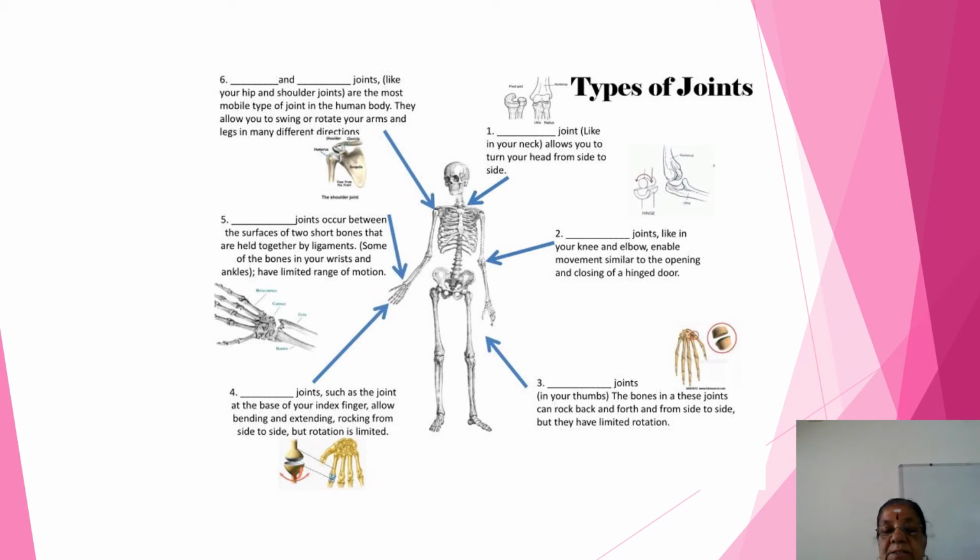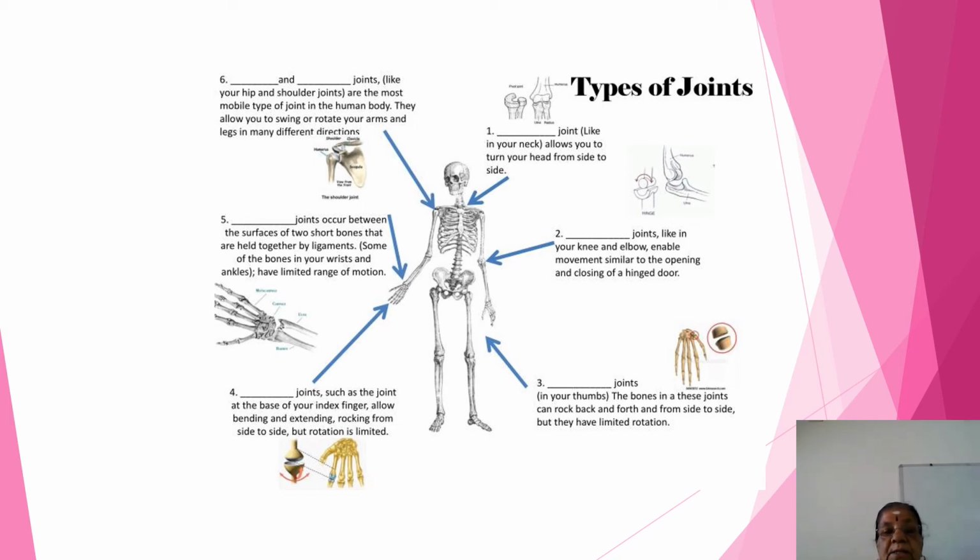The third one, dash joints in your thumb. Bones of these joints can rock back and forth from side to side, but they have limited rotation. Slightly movable joint. This is our type padikala illa as condyloid joint nu padichonde, adu first figure la paatha nama indha type padikala, right? Then fourth one, dash joint is a joint at the base of your index finger, allowing bending and extending, rocking from side to side, but rotation is limited. Adena idu condyloid and saddle joint nu padichukkom adu. Seriya?